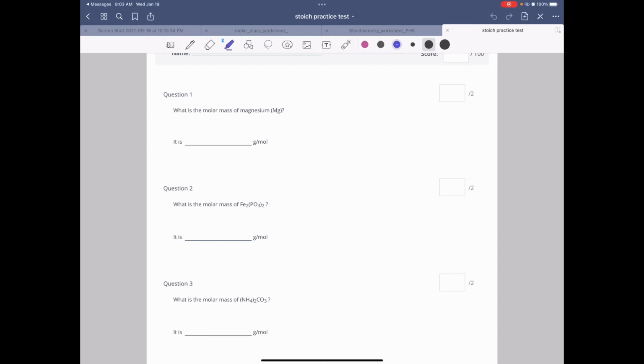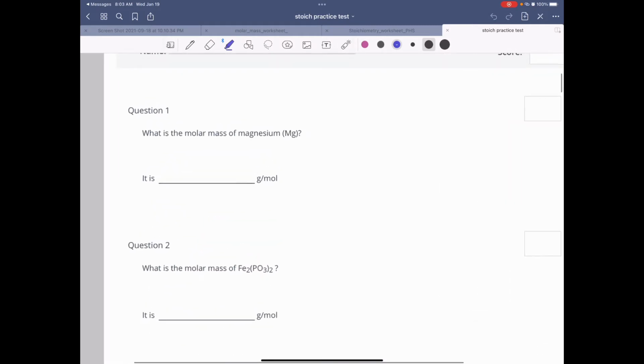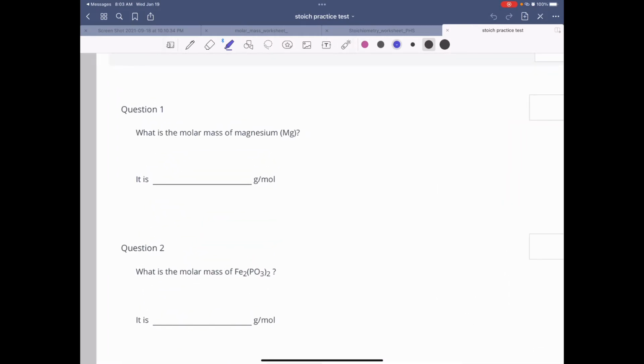Okay, I'm going to start working on the answer keys for the practice test for stoichiometry. We'll start with question number 1. What is the molar mass of magnesium? So you got to take a look at your periodic table. You find magnesium, it's atomic number 12, and it's just listed as 24.31.